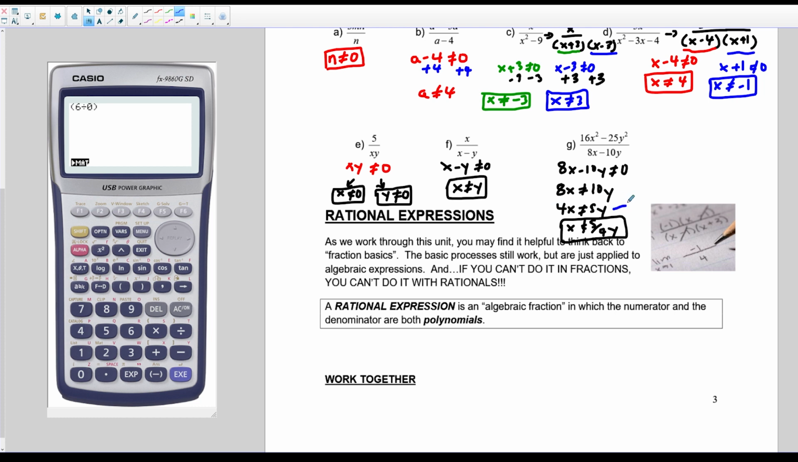Then for my second NPV, really I can actually just start off from this stage right here. So starting off from here, 4x cannot equal 5y. I can just divide both sides by 5 and I get y cannot equal 4 over 5 of x. So I end up with two NPVs once again.